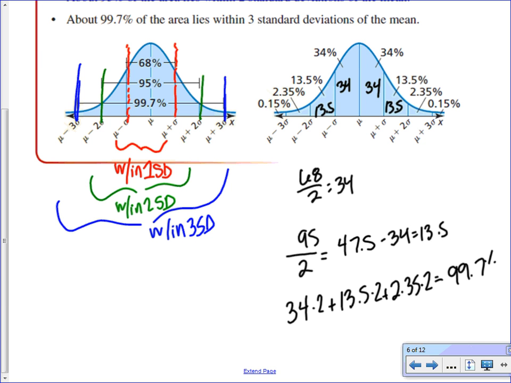It's the 0.3% that's left over that doesn't get included, right? So you have to split it in half, because half of it will be above and half of it will be below, because we're symmetric to the mean. But that's that 0.3 that isn't included in 99.7%. Okay, good.